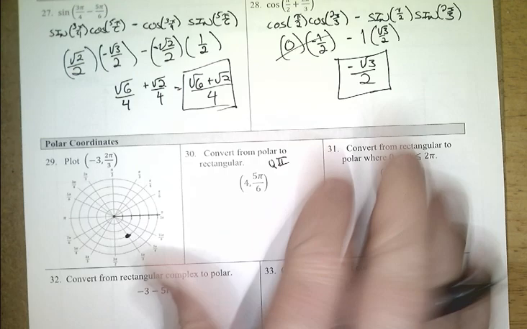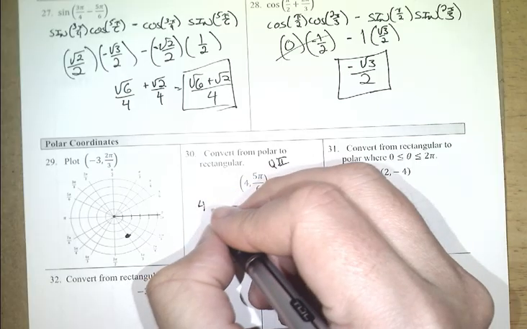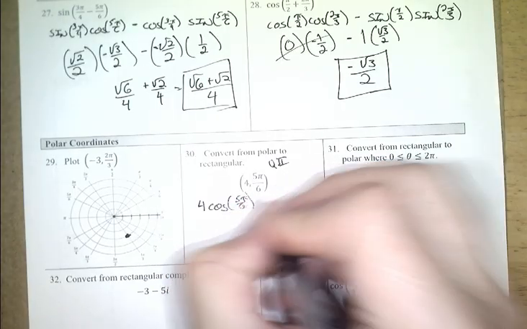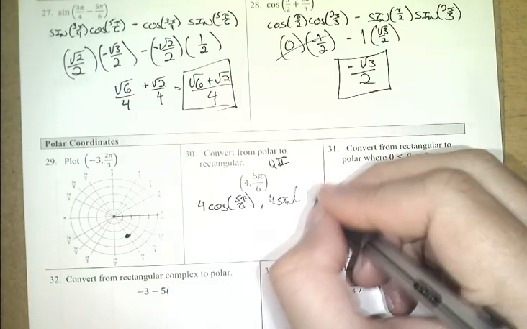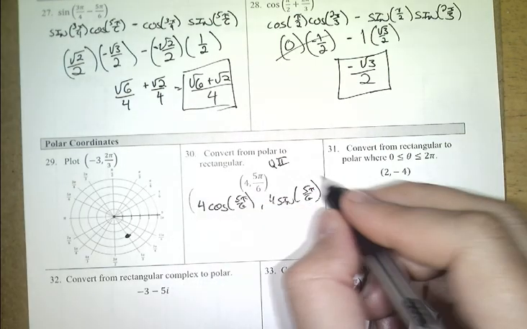Really, you don't even need to know that because this is the easy one. So we're going to do 4 cosine of 5 pi over 6, comma, 4 sine of 5 pi over 6. So that is the coordinates for it.